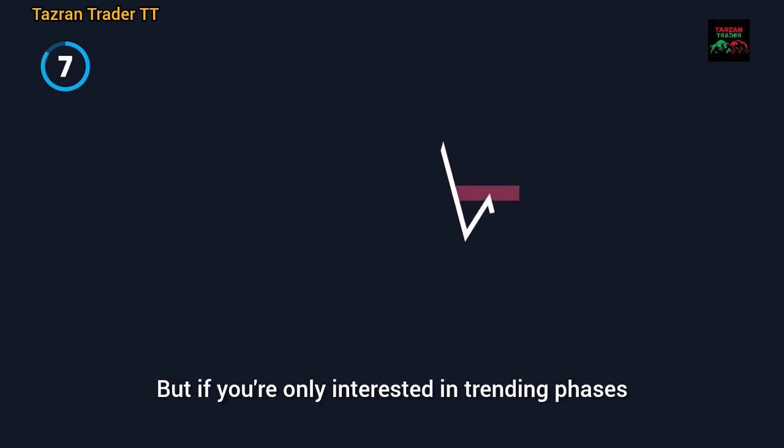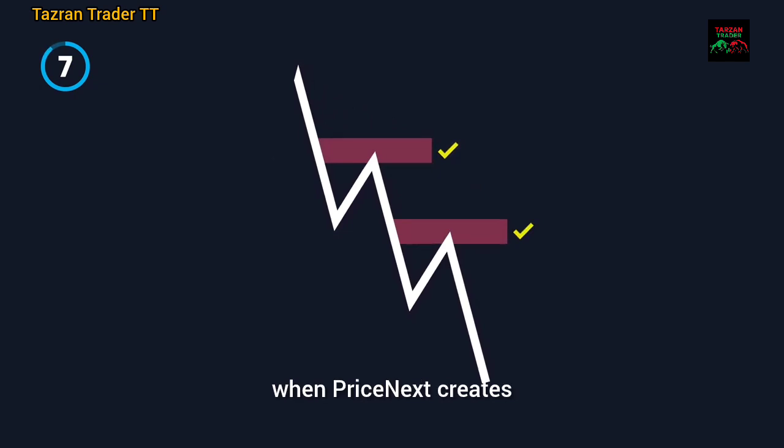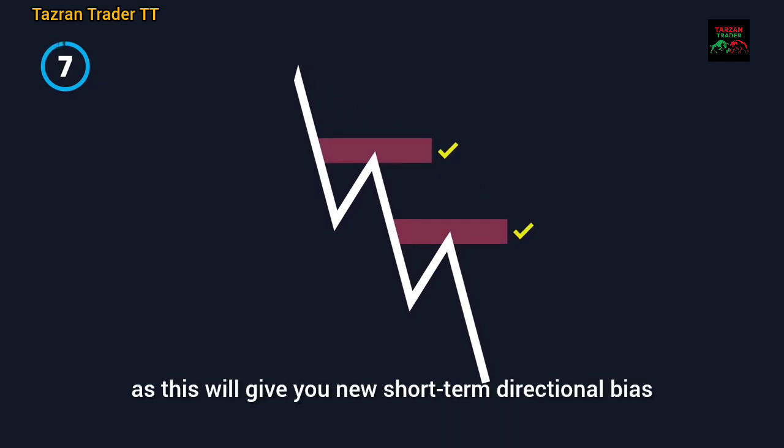But if you're only interested in trending phases, you're going to wait to see when price next creates and respects two new FVGs, as this will give you new short-term directional bias.